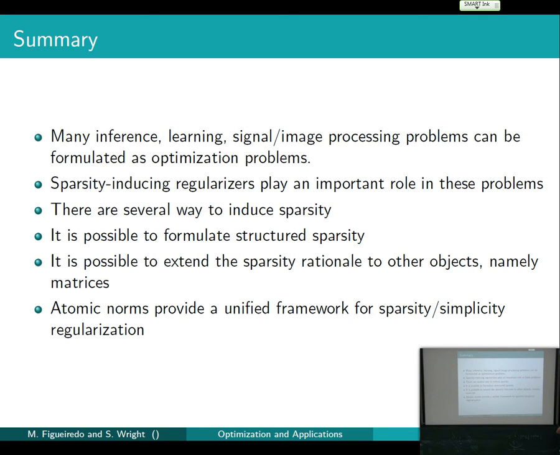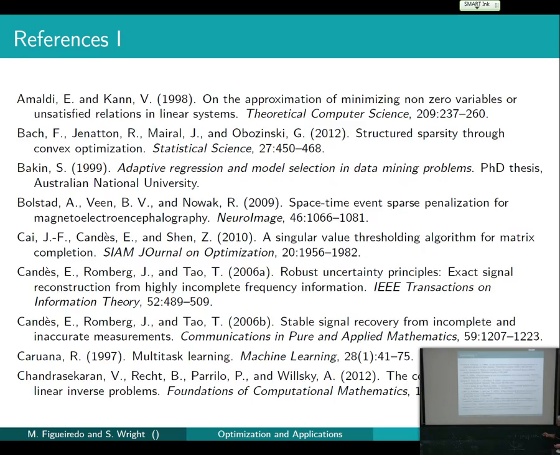Okay, so the summary of the first part of this talk is that we've shown that many problems in inference and learning and signal and image processing can be written as optimization problems, and that regularizers that induce some sort of sparsity play an important role in recovering solutions that are interesting. There are different ways of imposing sparsity, the Tikhonov way, the Ivanov way, and Morozov is the other one, I think. It's possible to go from vectors to matrices, and atomic norms provide a unified framework. Okay, well, the rest of it's just references.